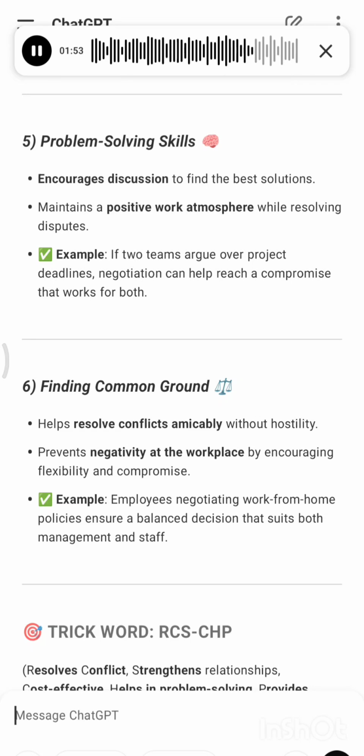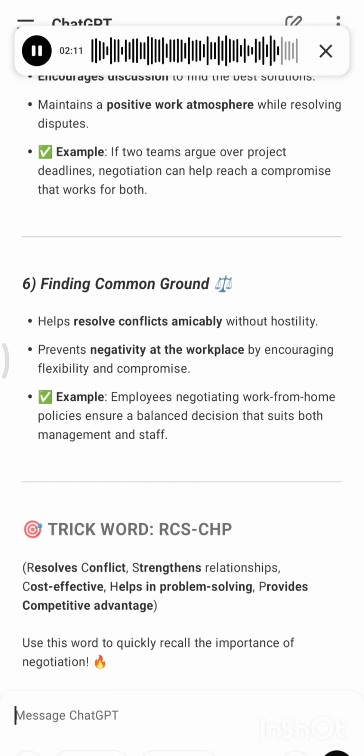6, finding common ground. Helps resolve conflicts amicably without hostility. Prevents negativity at the workplace by encouraging flexibility and compromise. Example, employees negotiating work-from-home policies ensure a balanced decision that suits both management and staff.